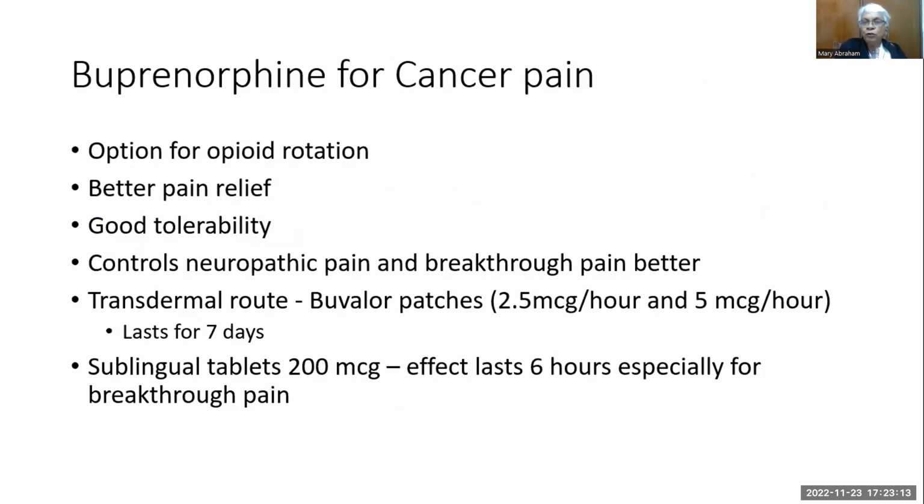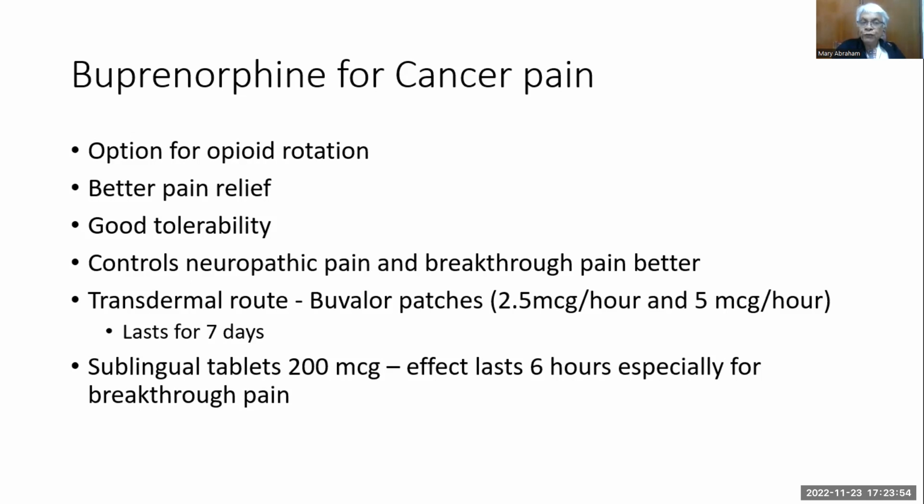Now, buprenorphine can also be used for difficult pain, and it's one of the options for opioid rotation. It can have better pain relief, good tolerability. It can also control breakthrough pain because of its longer duration of action, and it can also be effective in neuropathic pain. It can be given by transdermal route, that is, Buvelor patches are available, 2.5 mics per hour or 5 mics per hour. Each patch lasts for 7 days. Or sublingual tablets. Last time someone had asked a question. Sublingual buprenorphine is available. Dose is 200 mics. Effect can last for up to 6 hours.